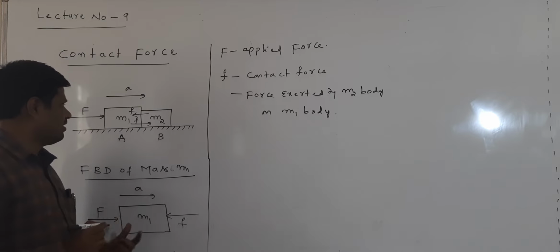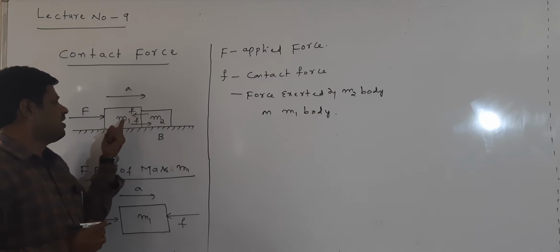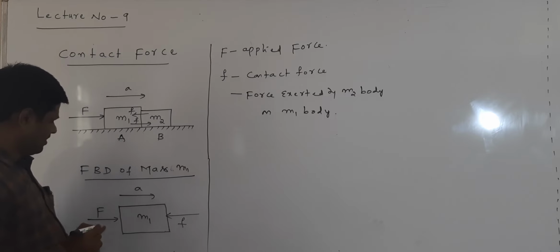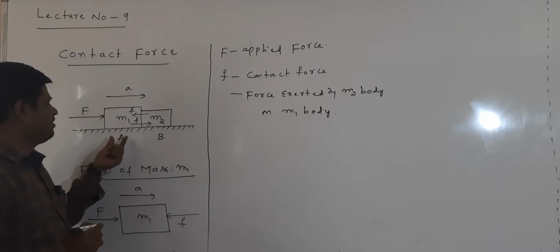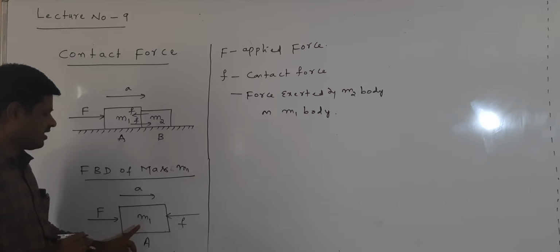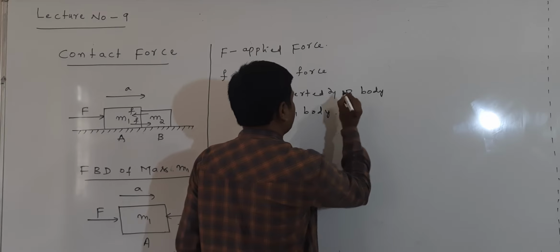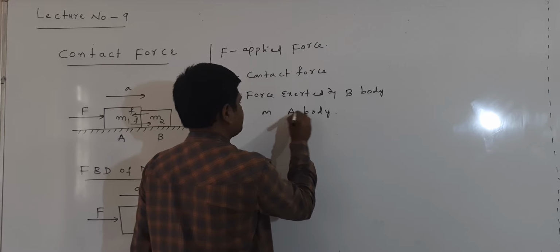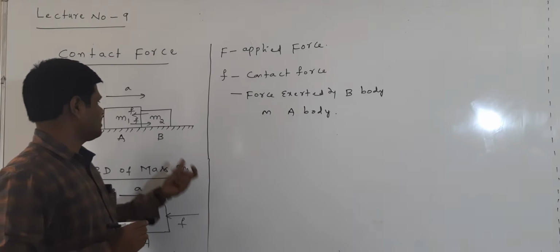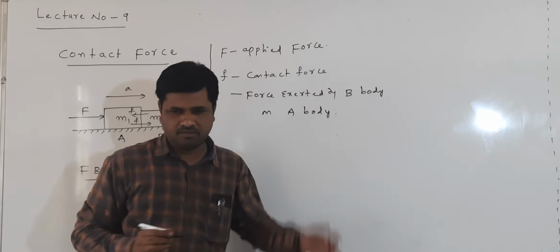In the free body diagram already drawn, small f acts in this direction. That is the force exerted by the M2 body on the M1 body, and the applied force F is there. The acceleration is on the M1 body, that is body A, which has mass M1. The contact force is the force exerted by body B on body A. Body B has mass M2, and body A has mass M1.